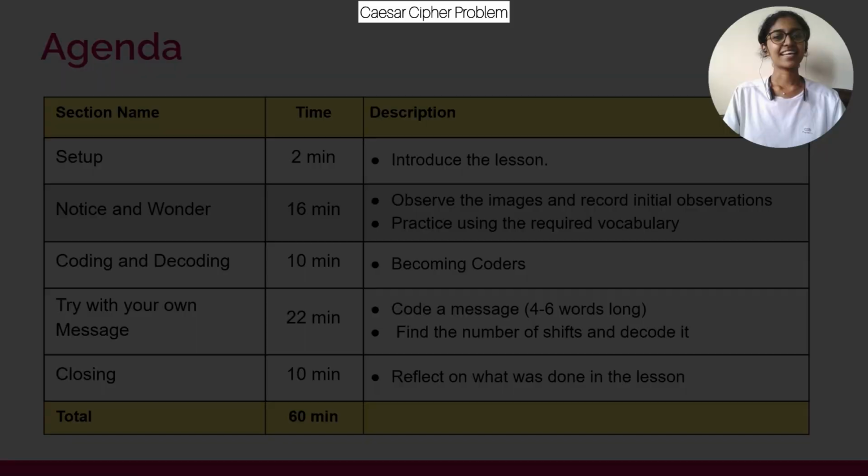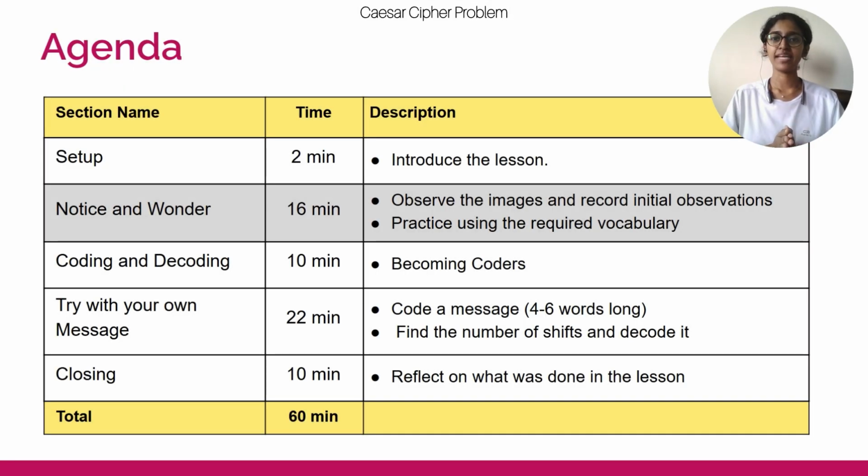The section we have is the notice and wonder routine, where we want students to observe the images and record anything they see or any question they have. After that, the students are going to code and decode using the Caesar method. In the next 22 minutes, the students will write a coded message, which is 4 to 6 words long. And lastly, we have a closure where we do a quick recap and reflection of what we have learned in the lesson. Let's move into our lesson.